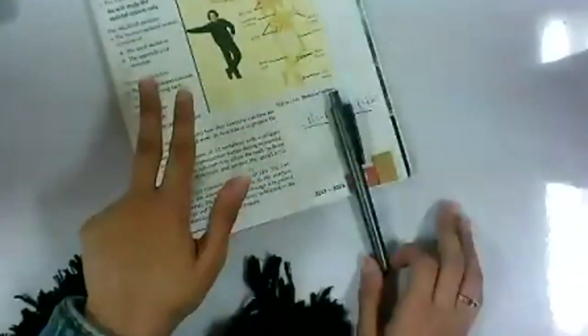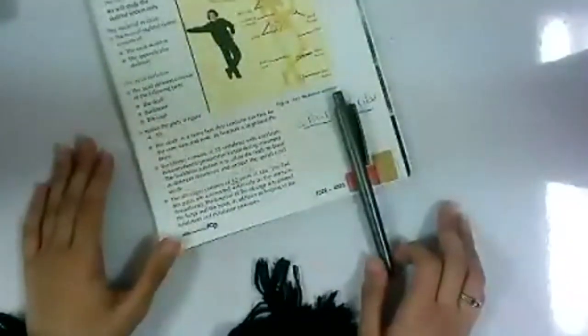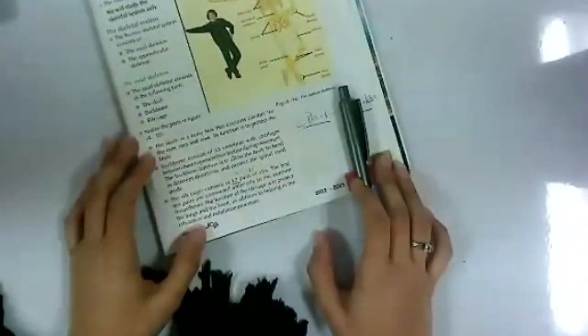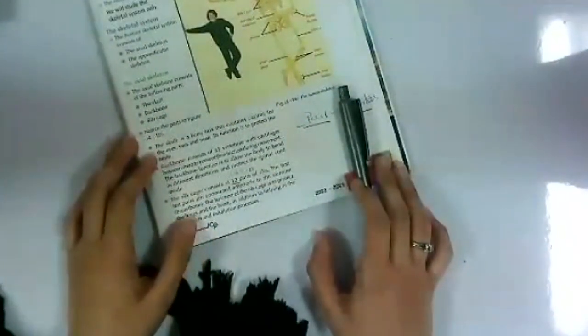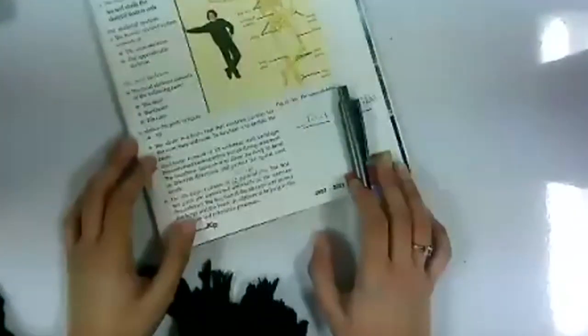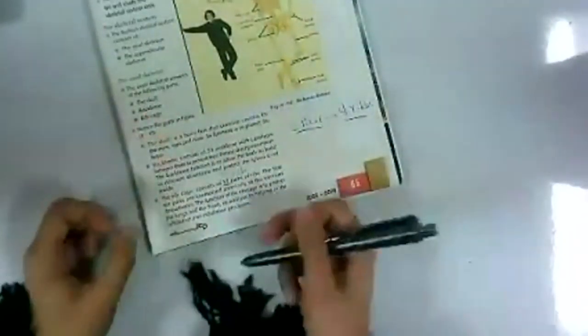The third part of axial skeleton is the rib cage. Rib cage consists of 12 pairs of ribs. If the word pair is not included in the question, you will say 24 ribs.